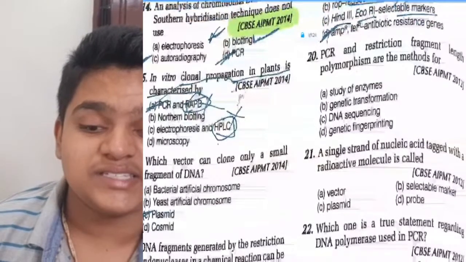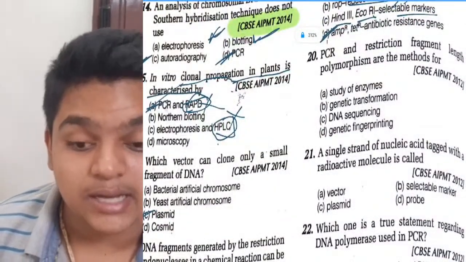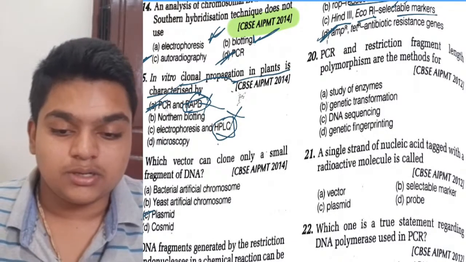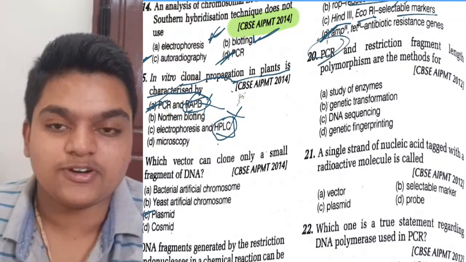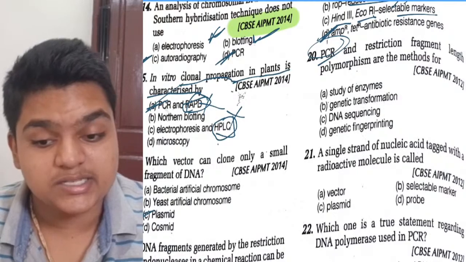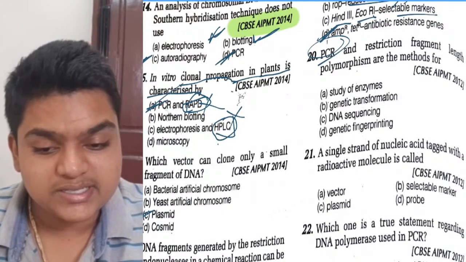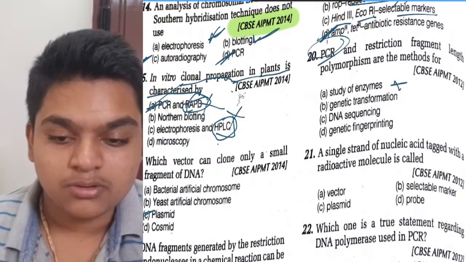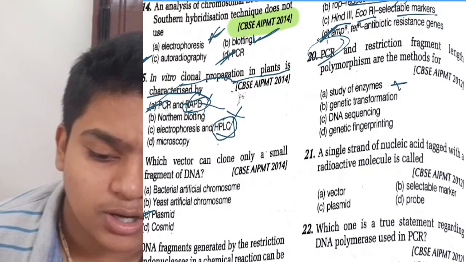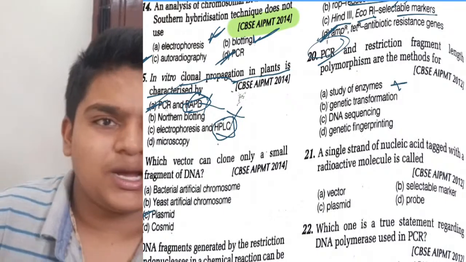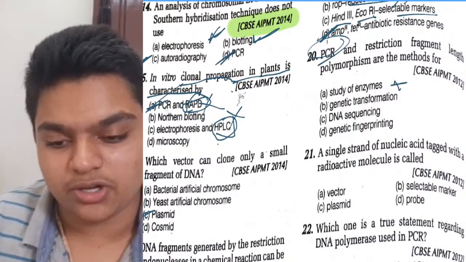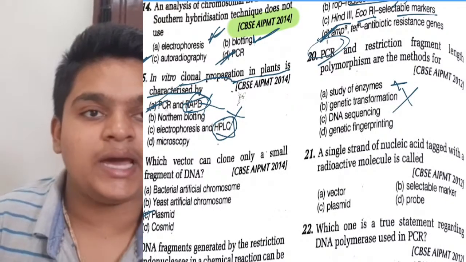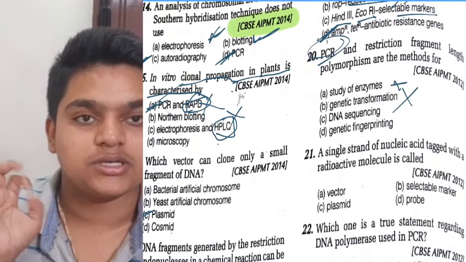Now, next one. PCR and restriction fragment length polymorphism are the methods for... Come on guys, in which is PCR used? Just think. Gene, it is in the study of enzymes? No, to study the enzymes, there is no need of amplifying the genes. Next one, genetic transformation. No need about PCR. PCR is only related to amplification.